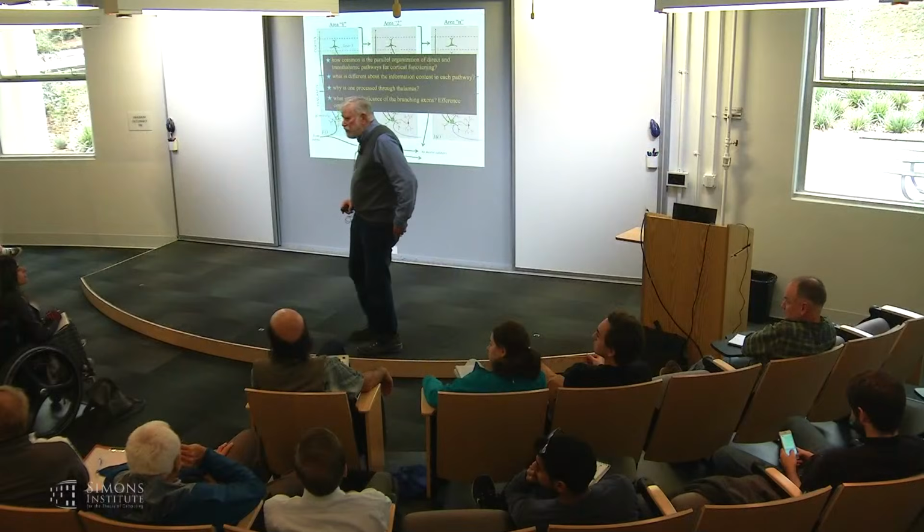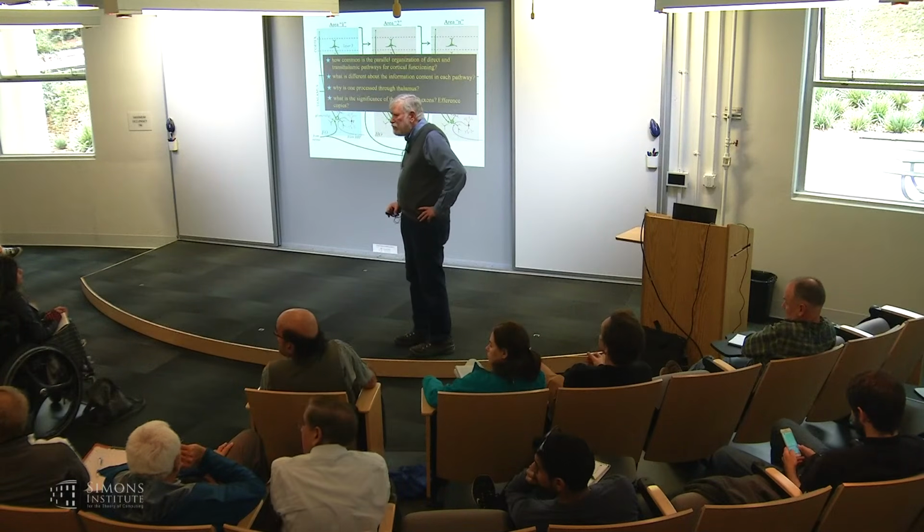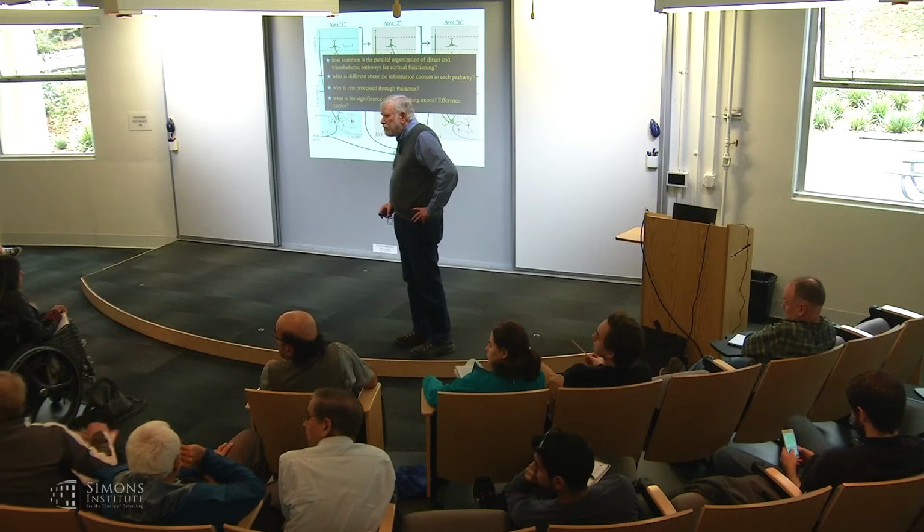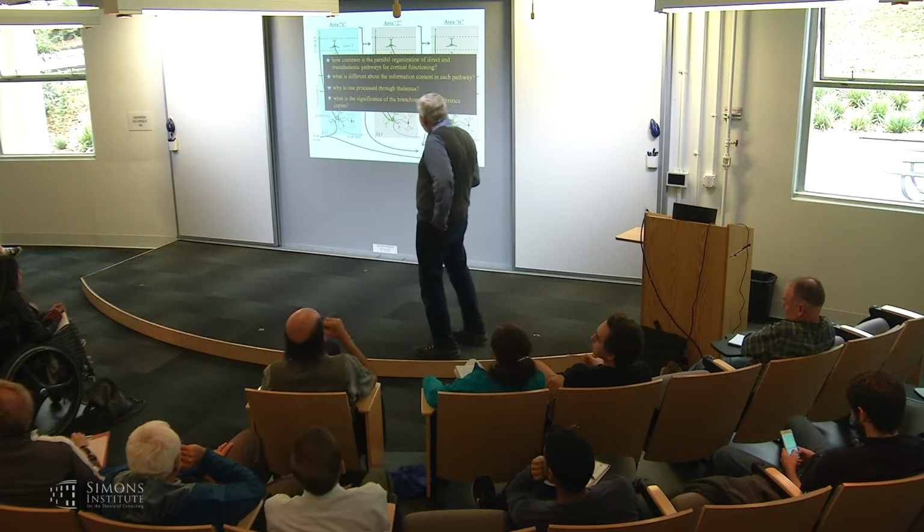So maybe to add to that question list, can you say something about the different latencies of these signals? Yeah, I'm glad you asked, because if you go from V1 to V2, that's a pretty short pathway. And if you go from V1 to V2 near the mapping of the fovea, that pathway is very short latency. If you go from V1 to V2 in areas that are mapping 15 degrees out, it's a much longer pathway. So the latencies, we think, would be very different.